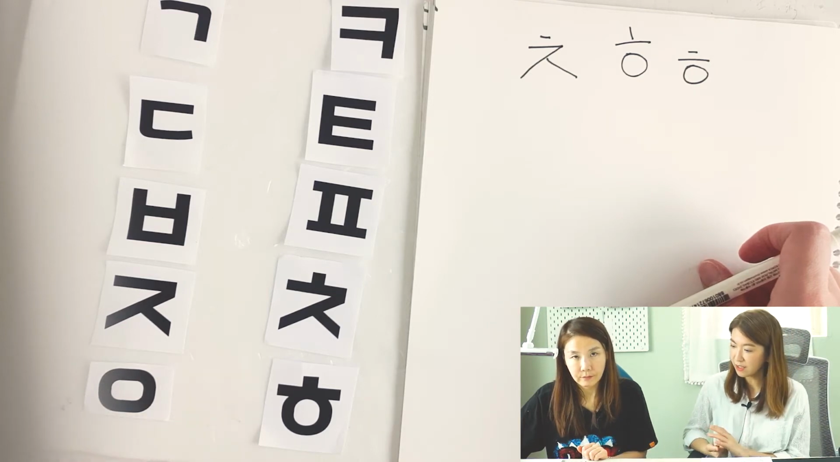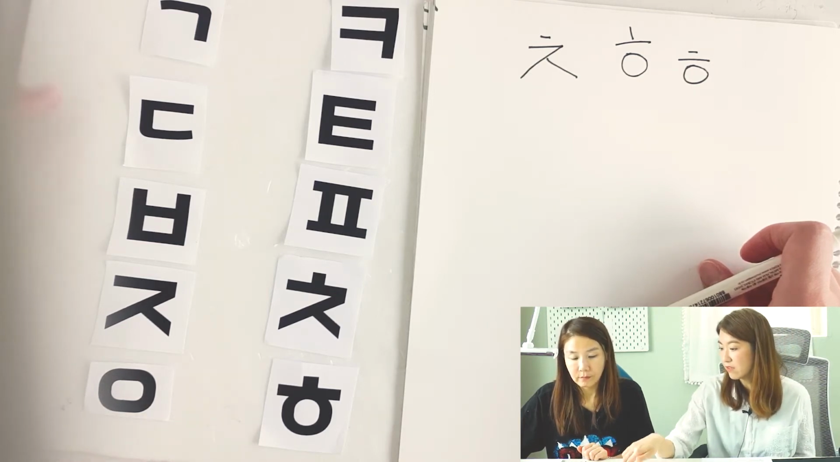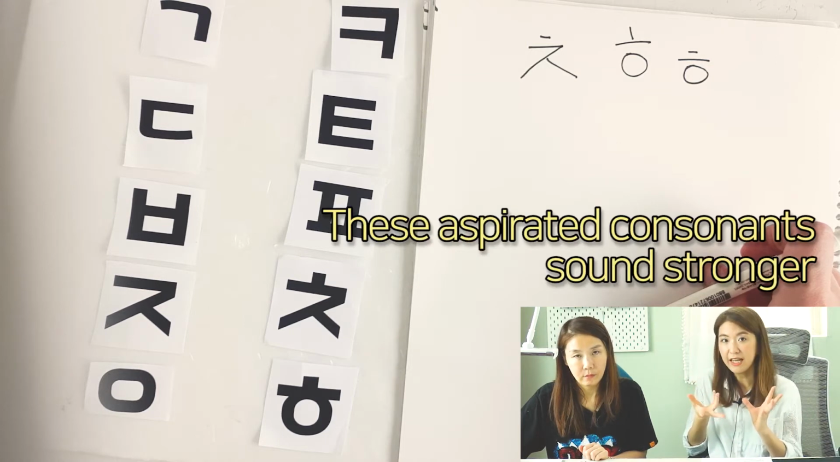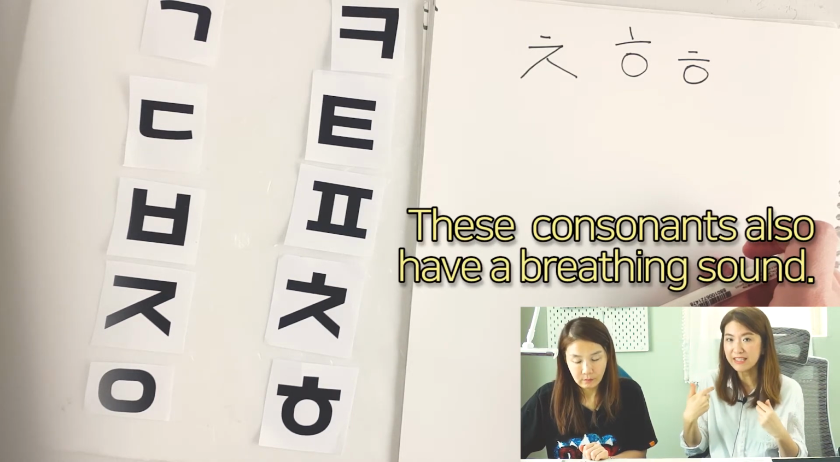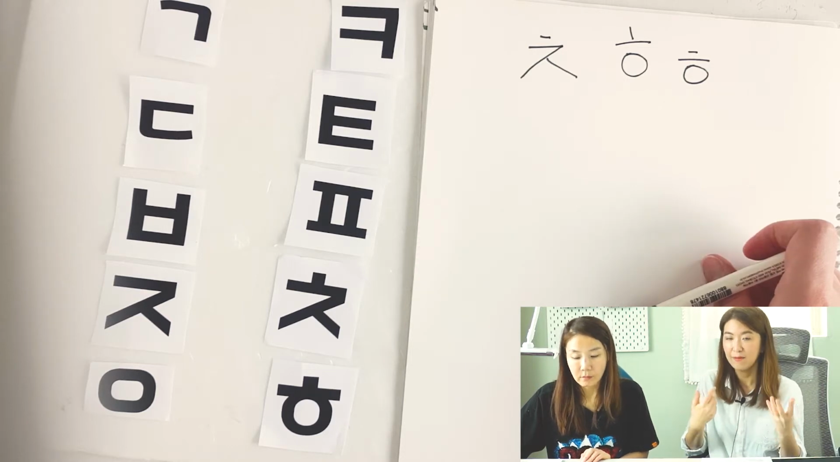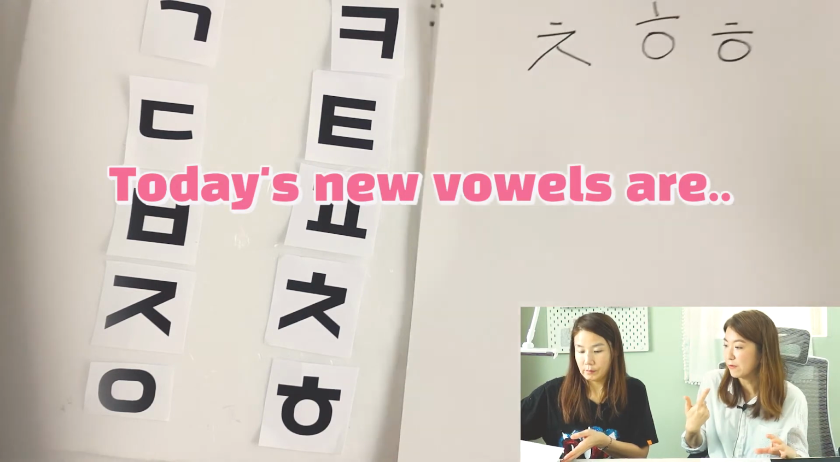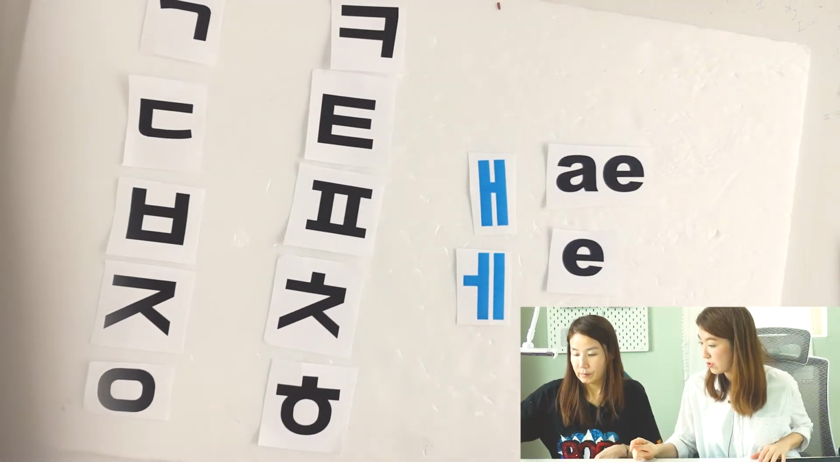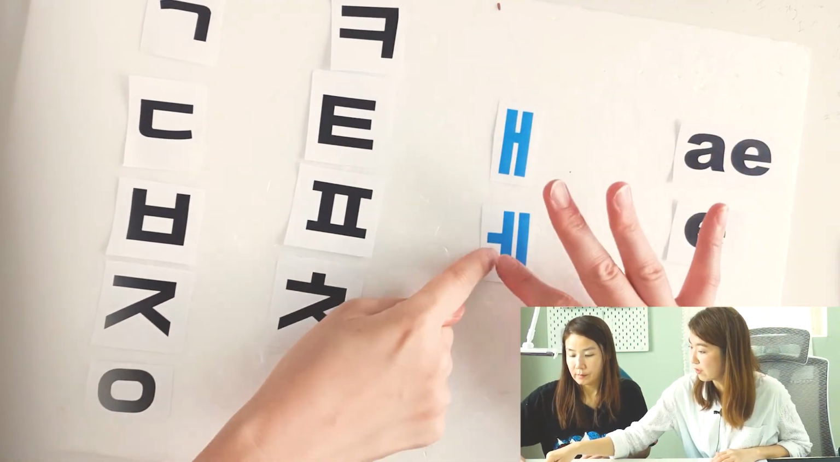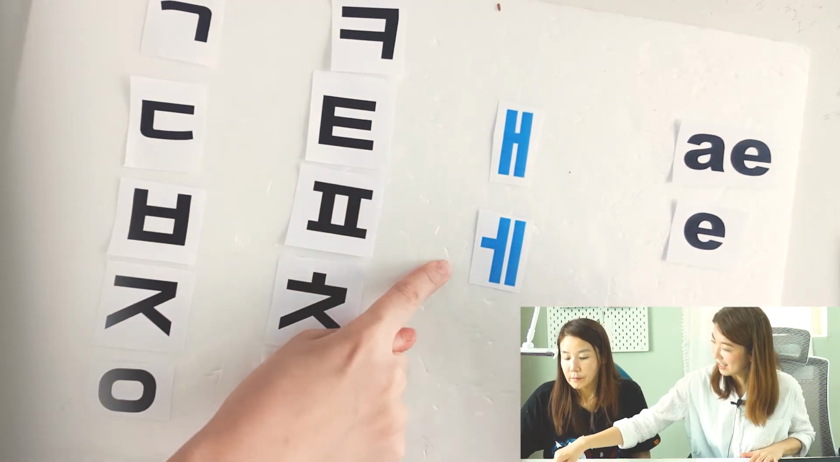So as you see, after we add extra line on these basic consonants, the pronunciation becomes stronger and they have more breathing sound like k, t, p, h, ch. And let's move on to vertical vowels from now on. So we are going to learn these 2 vertical vowels, 에 and 에.